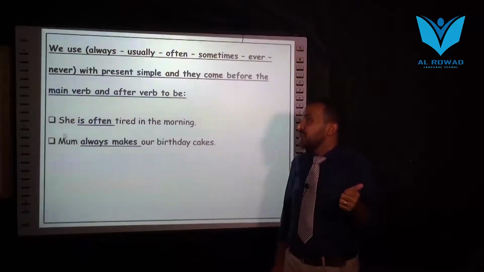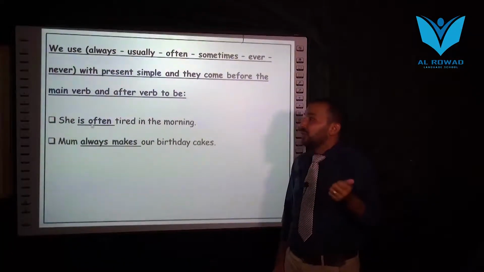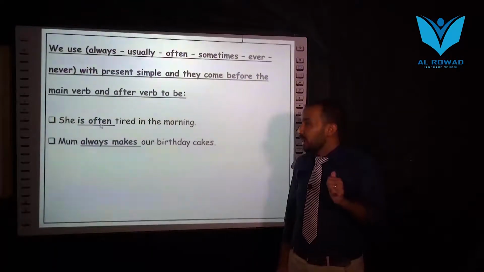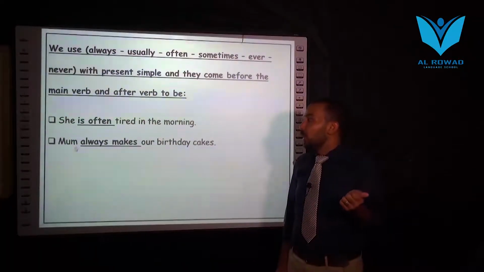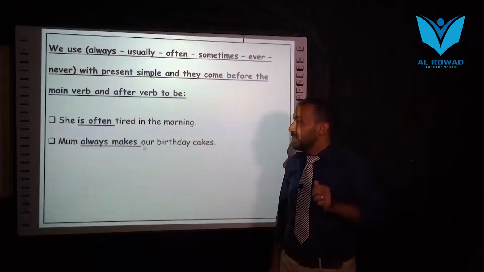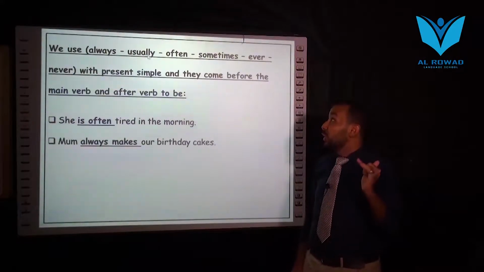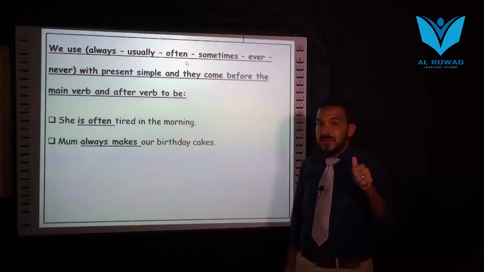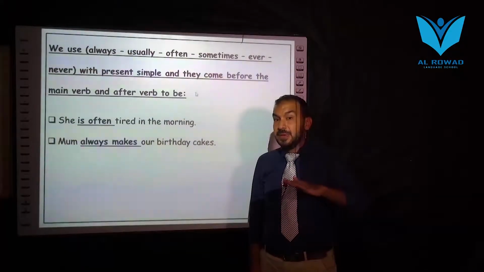Like when I say, she's often tired in the morning. Often here in this sentence comes after verb to be. And mom always makes our birthday cakes. Always here comes before the main verb. So always, usually, often, sometimes, ever and never, they come before the main verb or after verb to be.